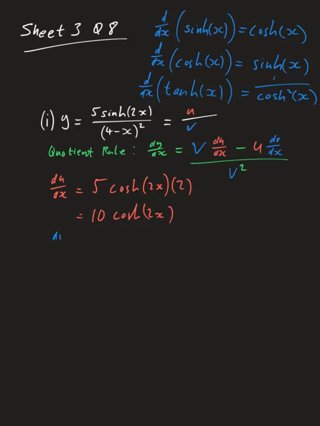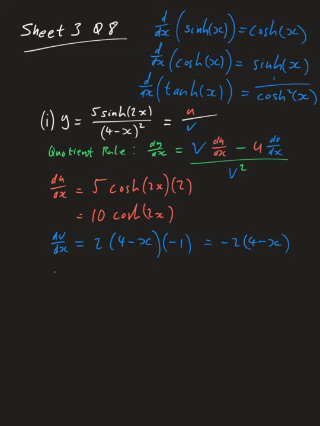dv/dx is also a chain rule. We have (4 minus x) squared. So we differentiate with respect to the brackets, and then we multiply by the derivative of what's in the brackets. So differentiating with respect to what's inside the brackets, we get 2 times (4 minus x) multiplied by the derivative of what's in there, which is minus 1. So we get minus 2 times (4 minus x). I'll leave that like that for the moment.